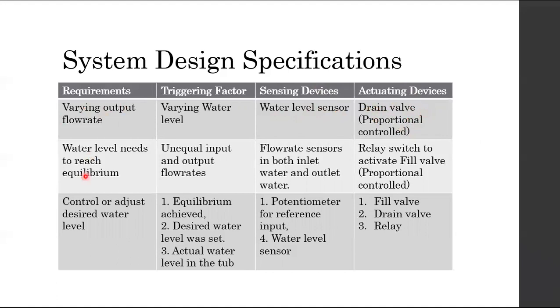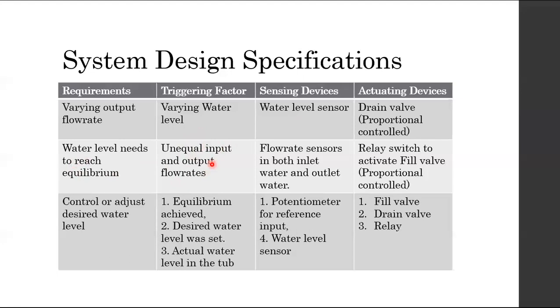Okay? Now, ang isa pa nating requirement ay yung water level na ito ay maging equilibrium or it will reach a constant water level. Okay. So, ano ba ang triggering factor na patuloy mag-ooperate yung controlling? Okay? Ito yung triggering factor niya na hanggat unequal ang input at output flow rate, patuloy pang magkukontrol ang ating system hanggat ma-reach niya ang equilibrium, hanggat mag-equal na ang flow rate ng dalawa.